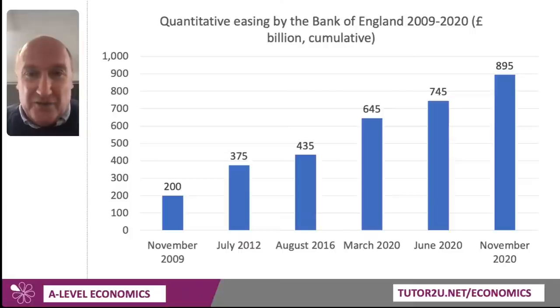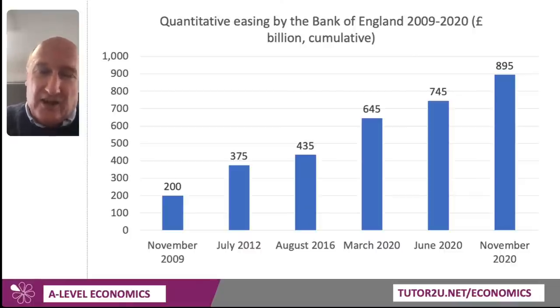QE came in 2009 and shot up. At the start of the pandemic, it was 450, I think, 445. By the end of 2020, it was up to 895. It's stayed at that level ever since. It's just starting to come down, but it's a huge amount of quantitative easing.